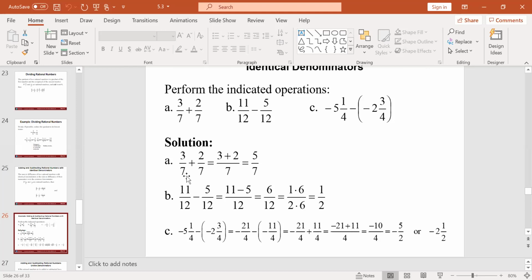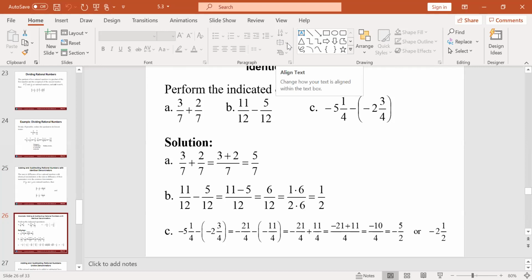So since they both started with a denominator of 7, they're going to end up with a denominator of 7. And then I just add their numerators, their top numbers together in this case. So 3 plus 2 is 5, and you end up with 5/7. Pretty straightforward, and let's look at the next case. 11/12 minus 5/12.